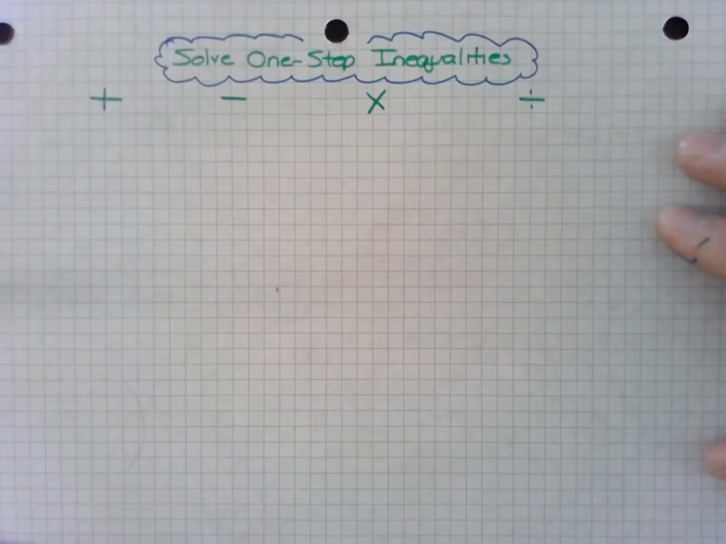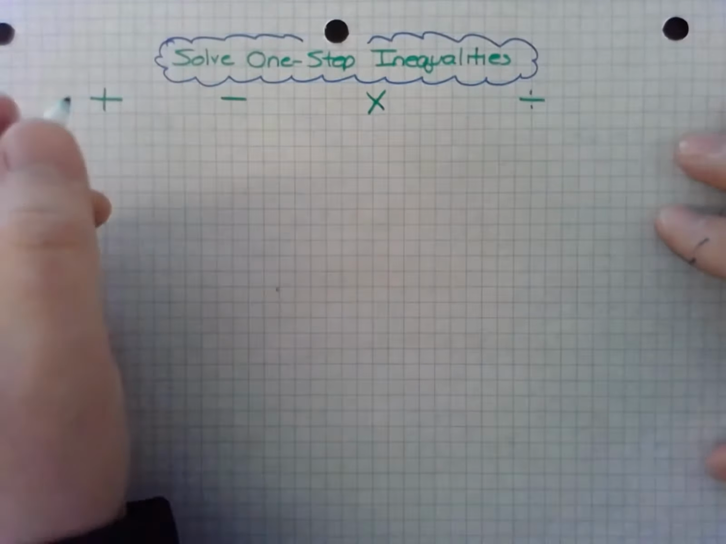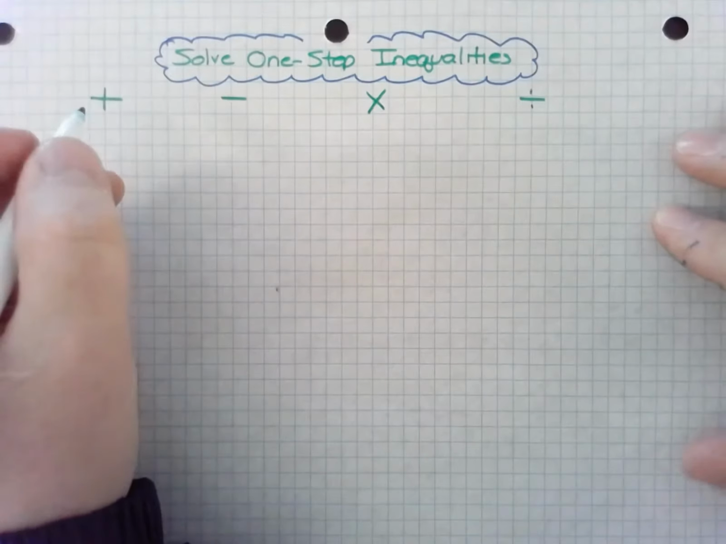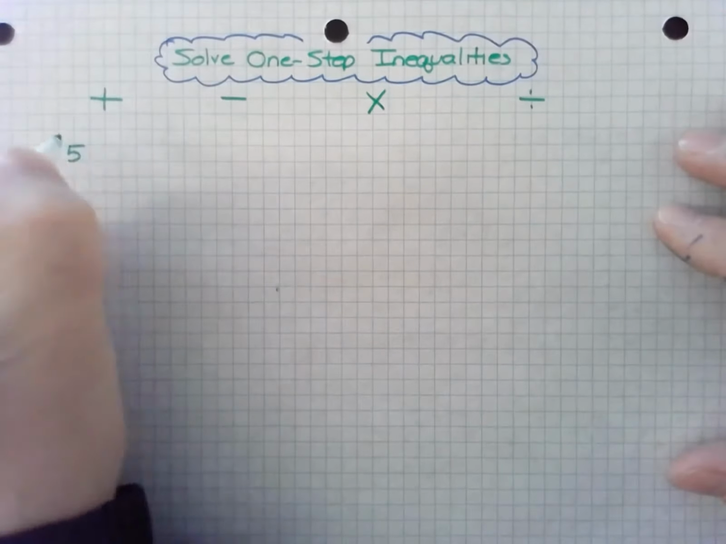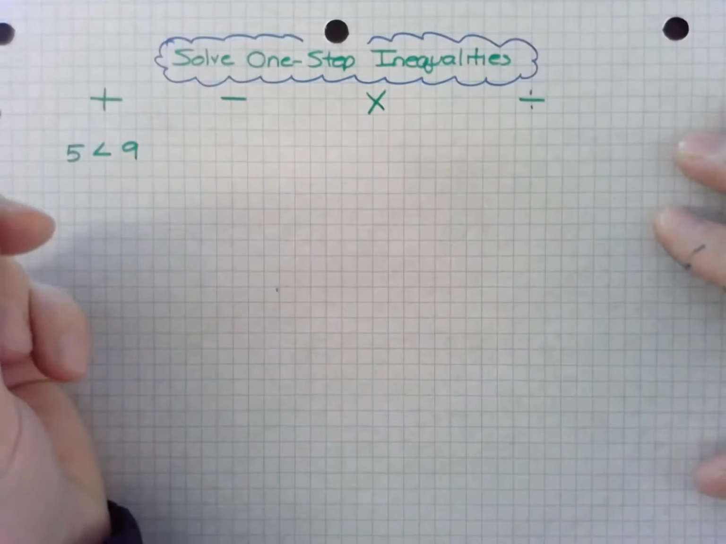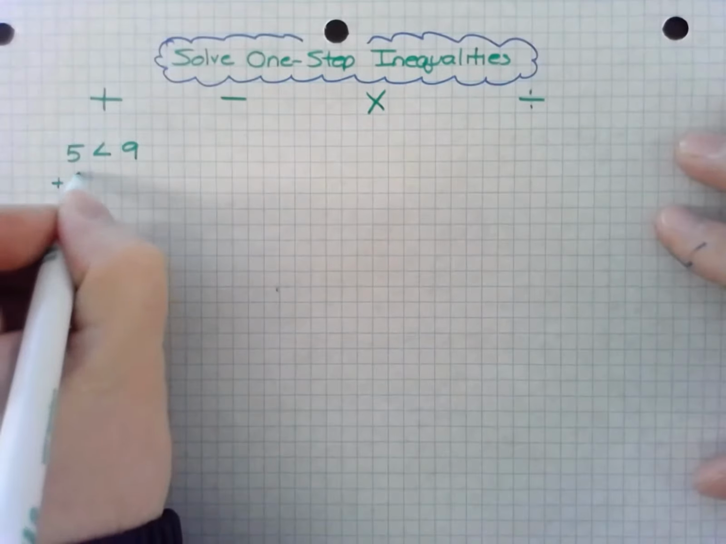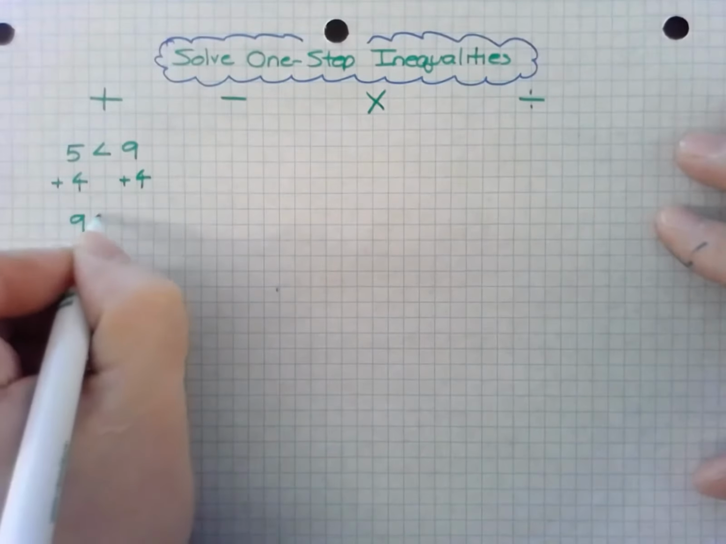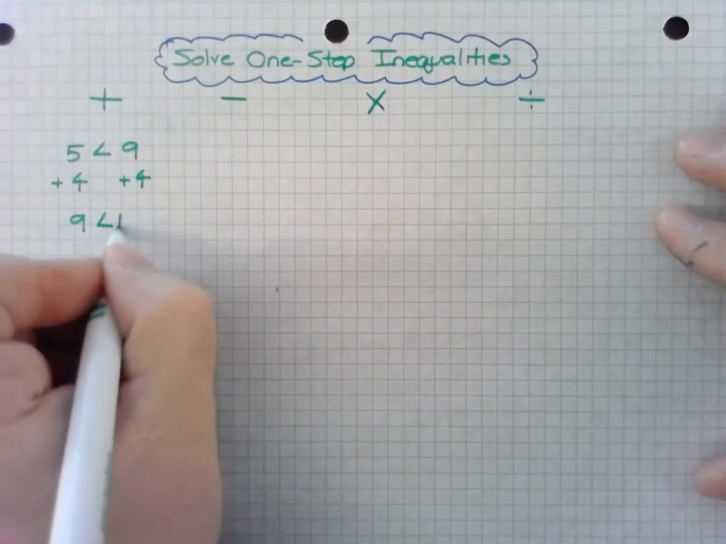Solve one-step inequalities. So we can solve one-step inequalities by adding, subtracting, multiplying, and dividing, much like we did when we solved one-step equations. So let's look at some examples. For addition, say I have 5 is less than 9. Well, I could add 4 to both sides. And notice that the statement is still true.